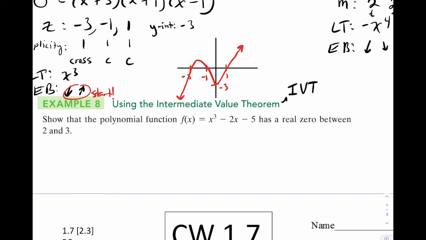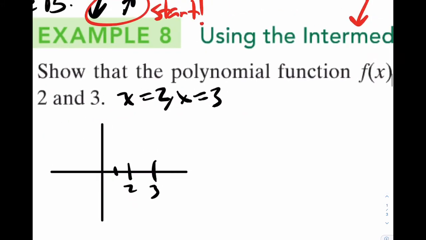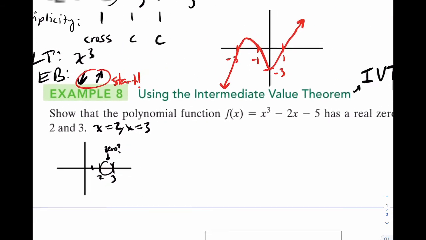It says, show that the function x³ minus 2x minus 5 has a real 0 between 2 and 3. So 2 and 3, these are the x values. So it's saying x equals 2, x equals 3. So if I'm drawing the situation, imagine your graph. Here's 2, here's 3. We're saying if we zoom in, there should be a 0 somewhere in there. It should happen. So I'll show you how to do this.